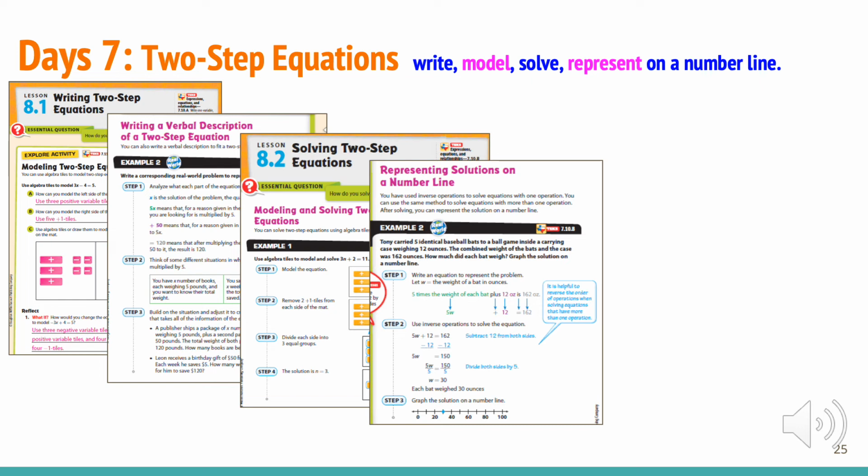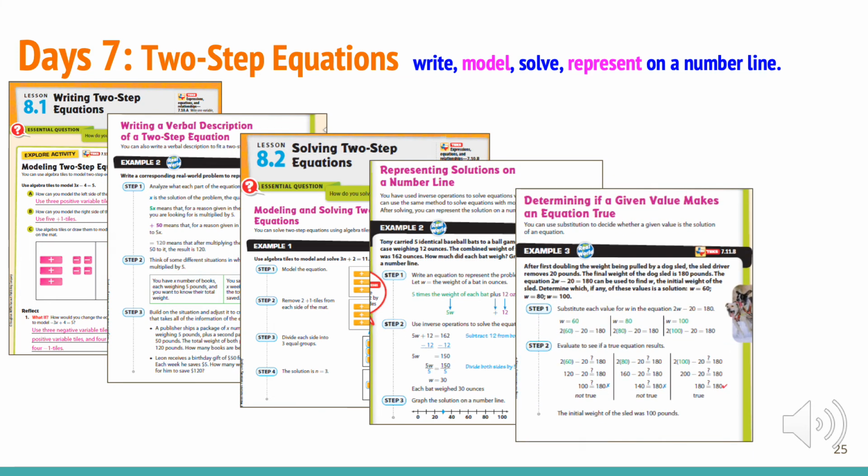That's why I recommended you could use the template from the Do Now, because it incorporates all of those different verbs: writing, modeling, solving, and the number line. And then determine if a given value makes an equation true. Once you represent the solution on a number line, then you can talk about some of the other values that are on the number line and whether they make that equation true or not.